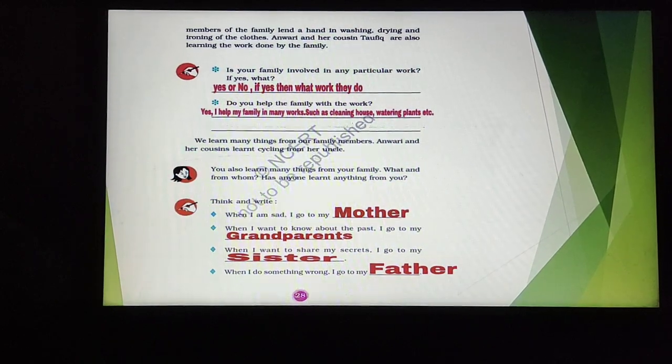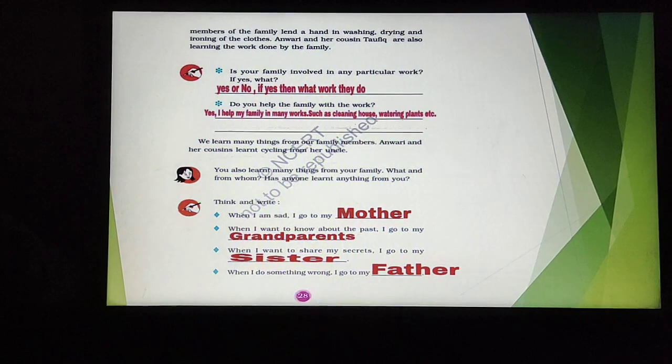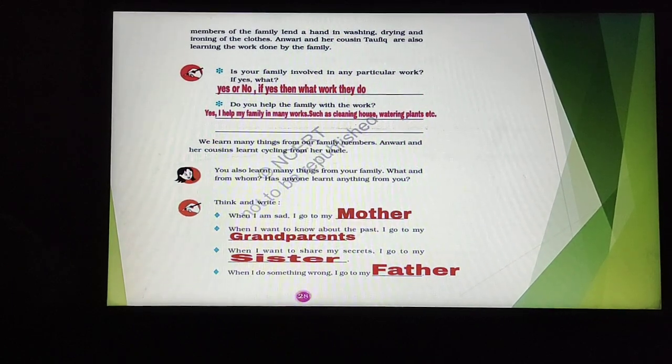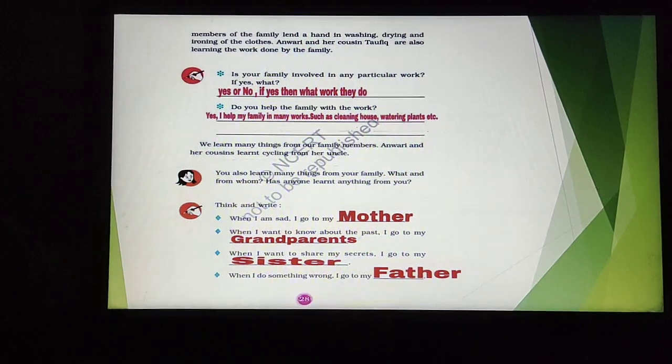And if they are not doing the same kind of work and if they are doing different work, then you have to just write no, that my family is doing a different kind of work. Okay, now see the next.